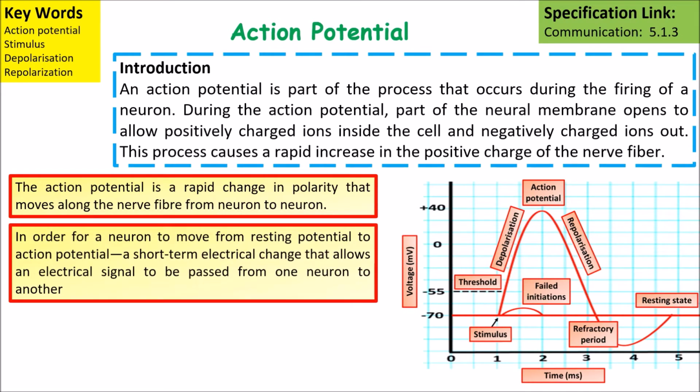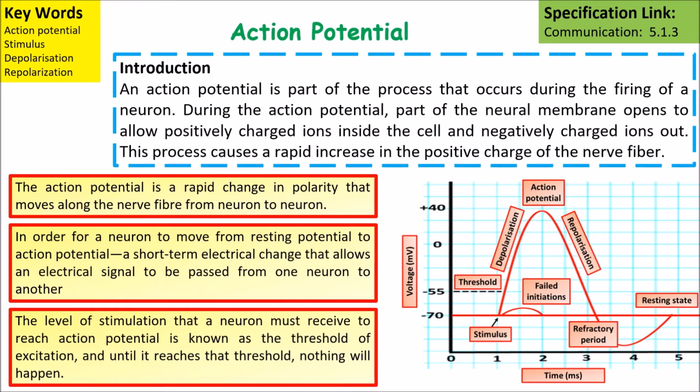In order for a neuron to move from a resting potential to an action potential, a short-term electrical charge that allows an electrical signal to be passed from one neuron to another is fired through. And the level of stimulation that neuron receives must reach the action threshold in order to generate an action potential and depolarization.